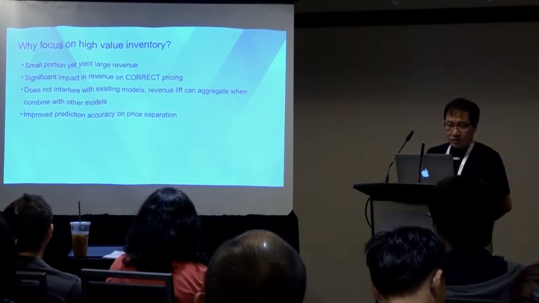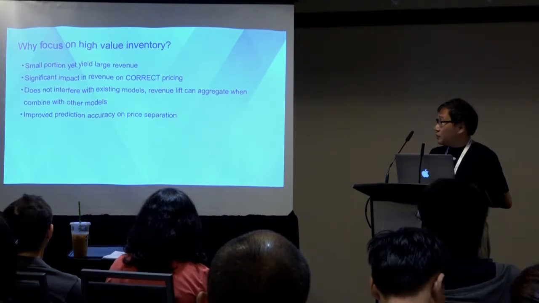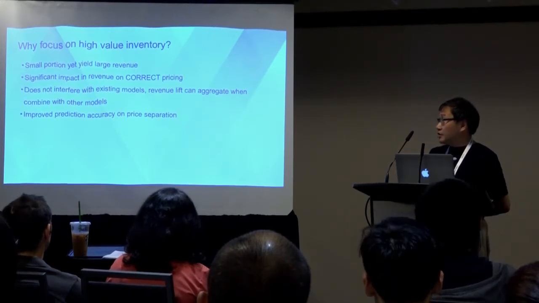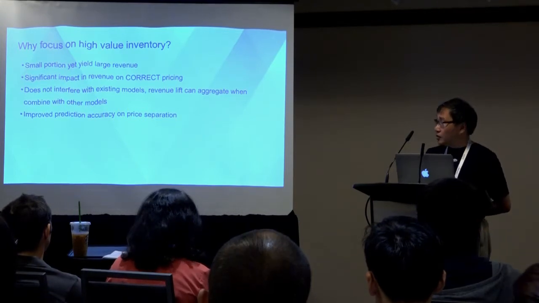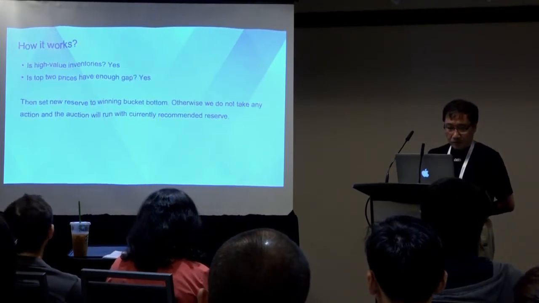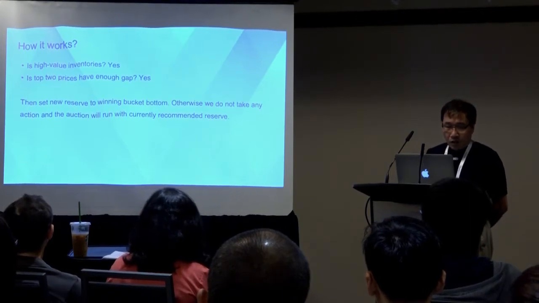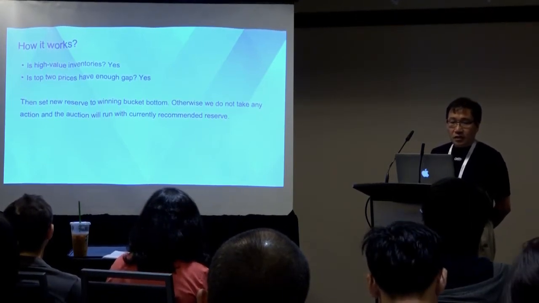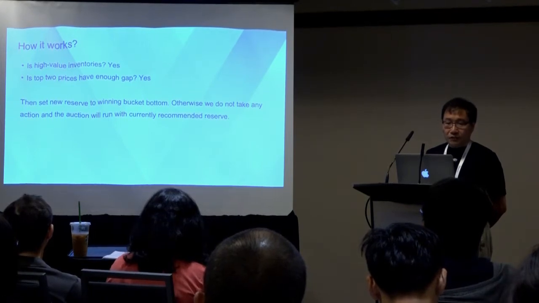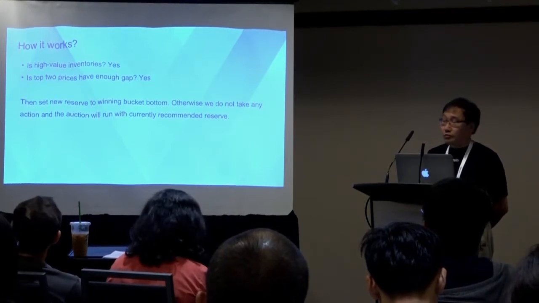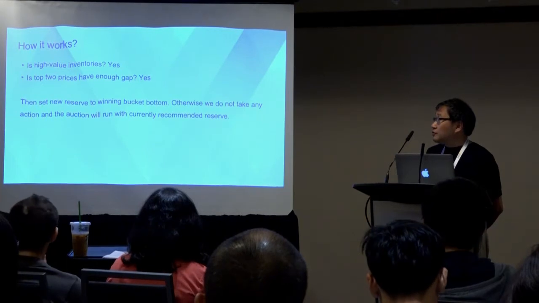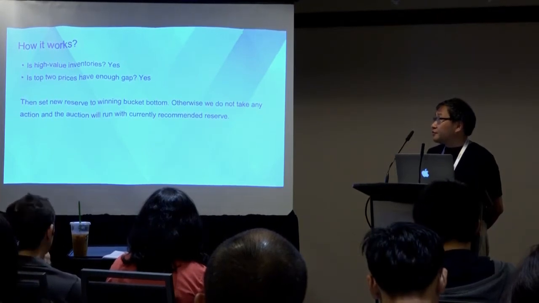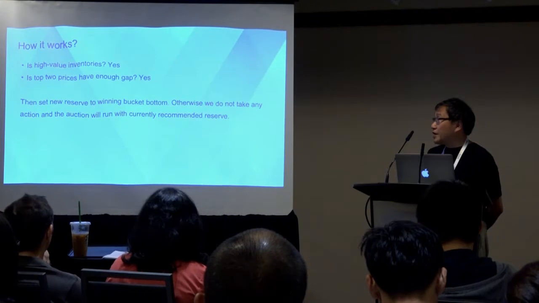So that won't interfere with lots of existing models, and buyers won't notice any of this. Okay, so how does it work? What we did here is build two different types of classifiers. One is to detect high value inventories. The other is to figure out those inventories where the first price and the second price have a huge gap.